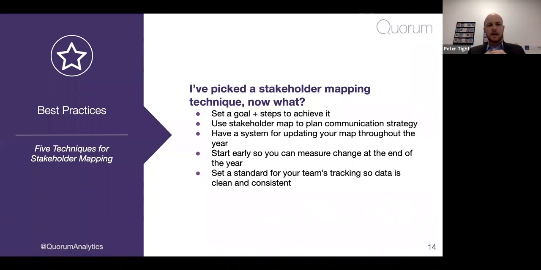Also, I'll say that you can set a standard for your team's tracking data so that it's clean and consistent. You have the ability to set a mandate and say, hey, every single one of your interactions needs to be logged into a centralized platform like Quorum, or at the beginning of the quarter, each team member is responsible for selecting 50 stakeholders and then going through and mapping each of them to an issue area, assigning them to themselves, and marking them as a champion or a detractor. So these are some ways that you can do that.